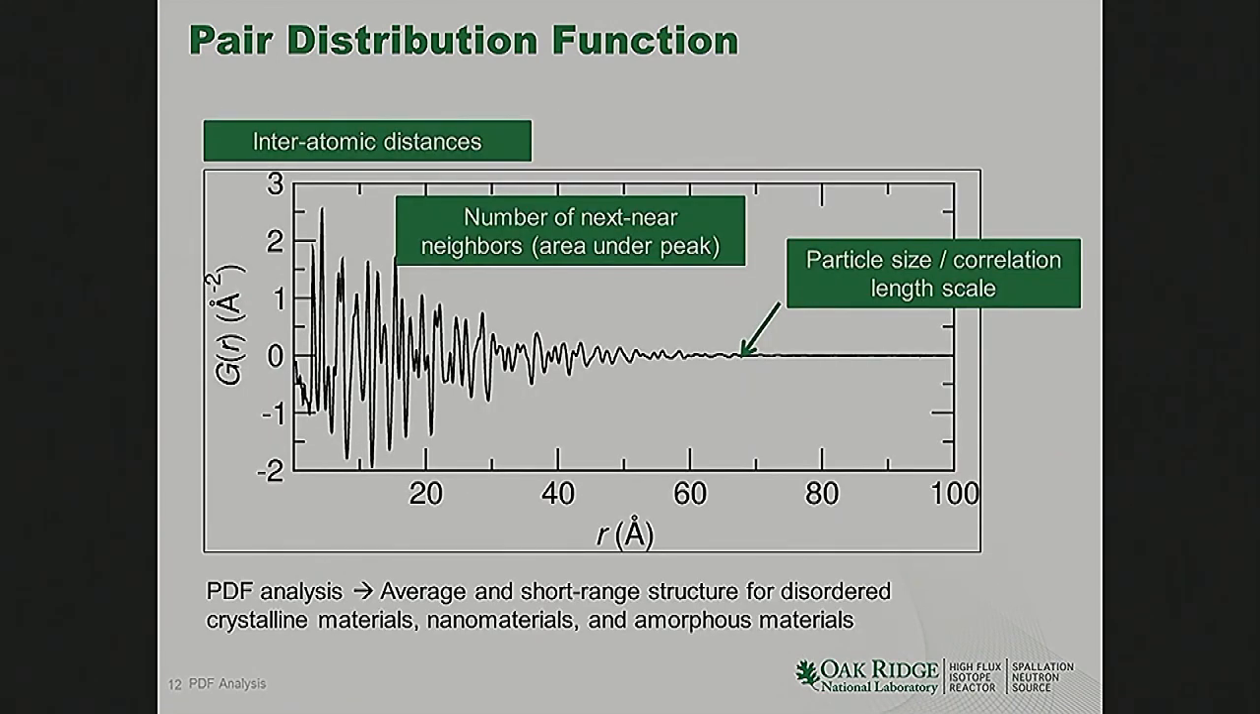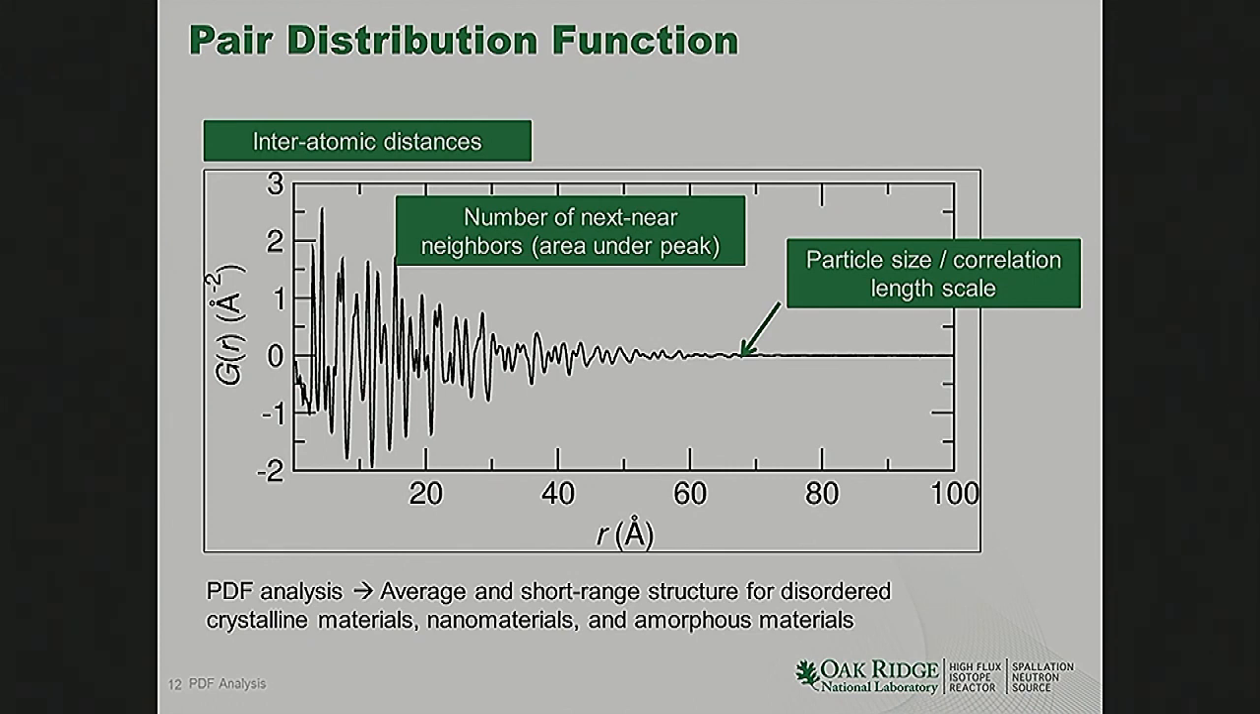Okay, so what are the different things we can learn from this function? Well, I just told you about looking at interatomic distances. That's certainly true. If we normalize the function a specific way, areas under these peaks tell us the number of next nearest neighbors. And so in a lot of glass and liquids studies, they're directly getting neighbor correlation, or the number of next nearest neighbors, from these measurements.